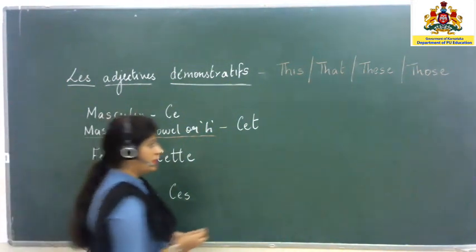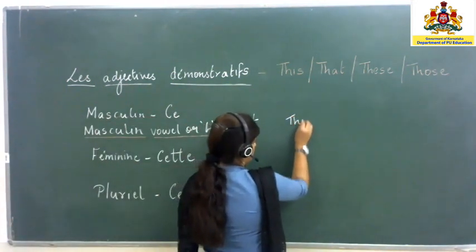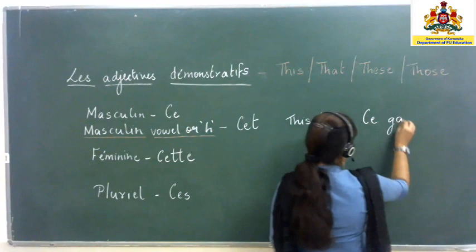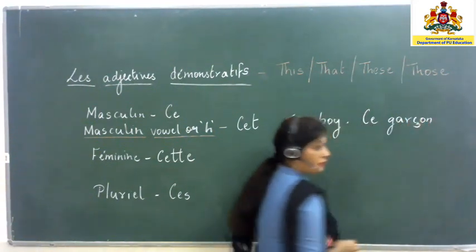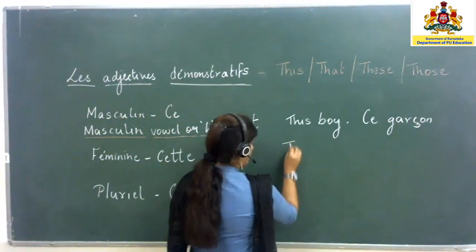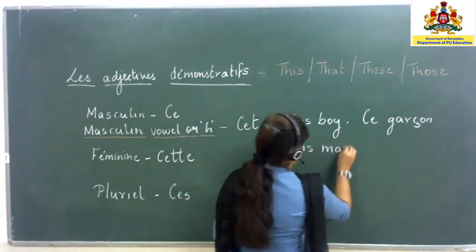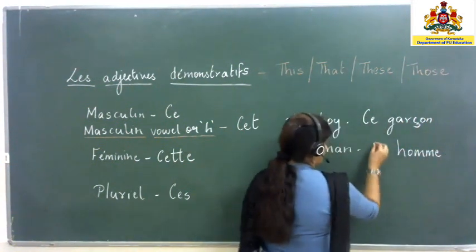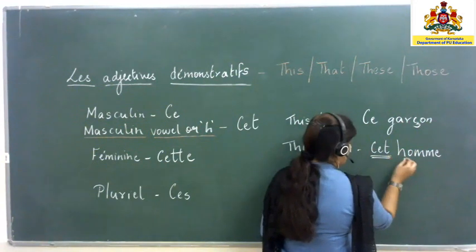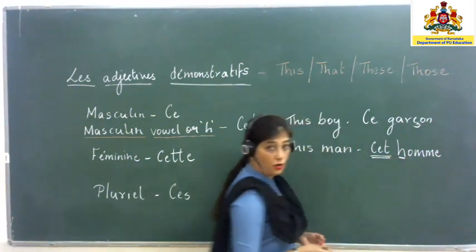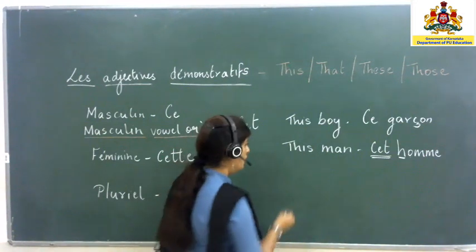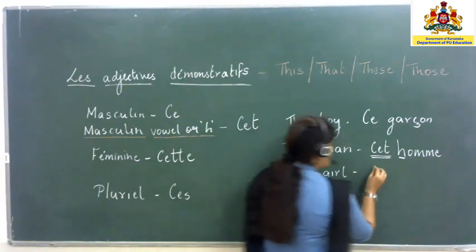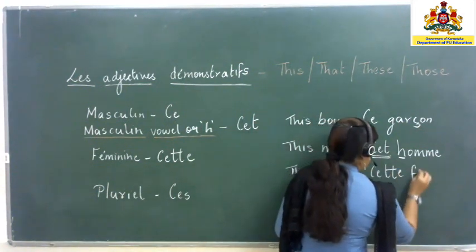Fine. Let's see some examples. So if I want to say this boy, it's going to be ce garçon. If I want to say this man, we know man starts with an H. It is homme. So it's going to be CET because H is silent and we pronounce the O. So it's going to be cet homme. This girl is going to be cette fille.